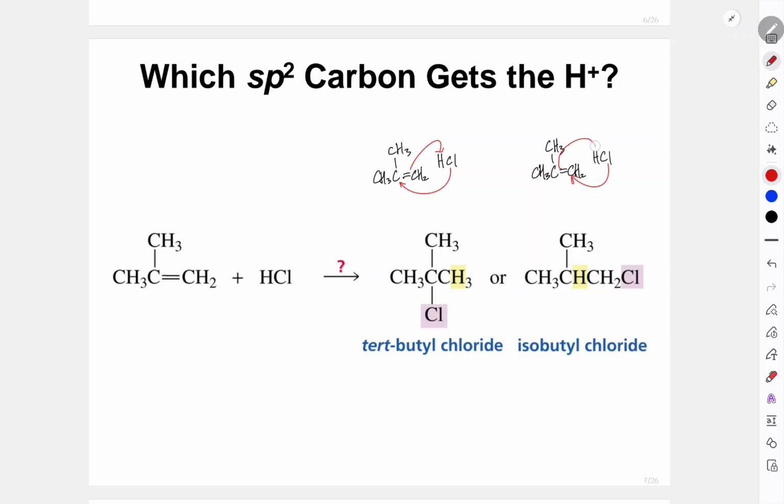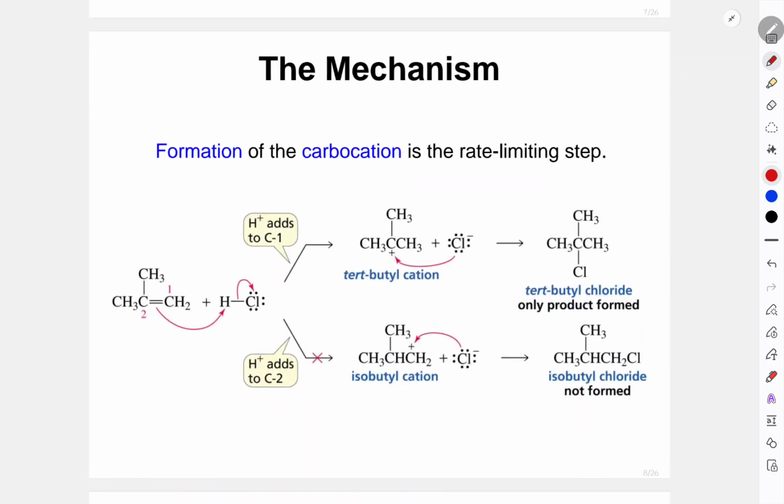And as I mentioned, the general formula or first slide of the mechanism: the formation of the carbocation, the first step, is the RDS, the rate limiting step. So you can think about the same reaction, where the proton adds to C1 first, following the mechanism we already know. Then the intermediate, this tert-butyl cation, is formed after the first step. So this is a tertiary carbocation.